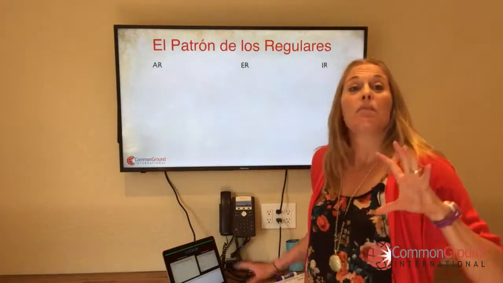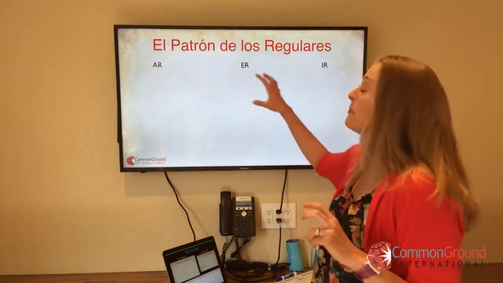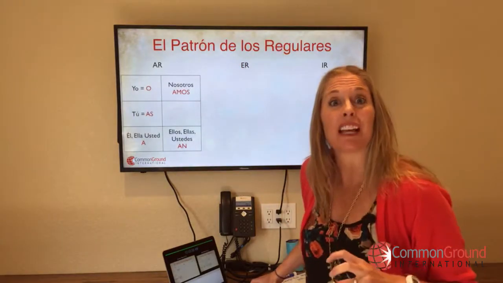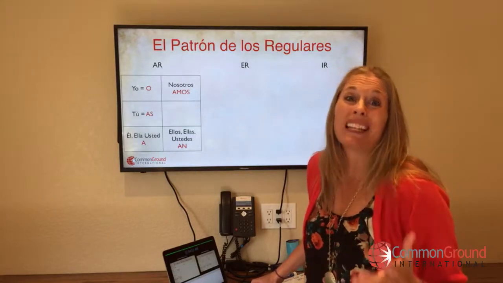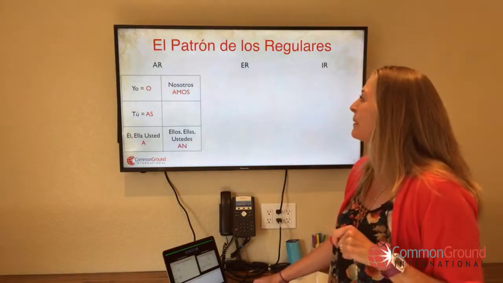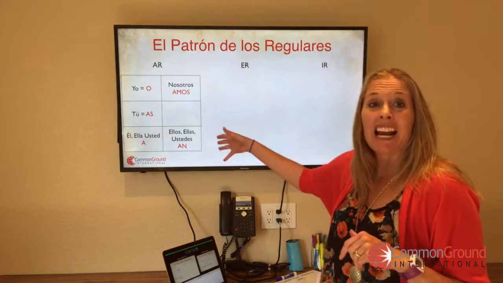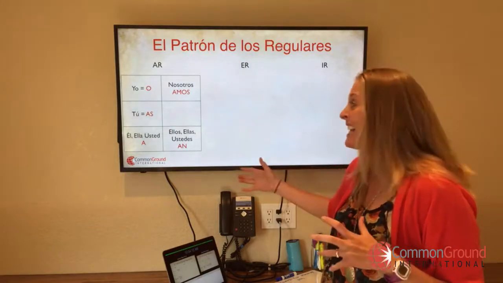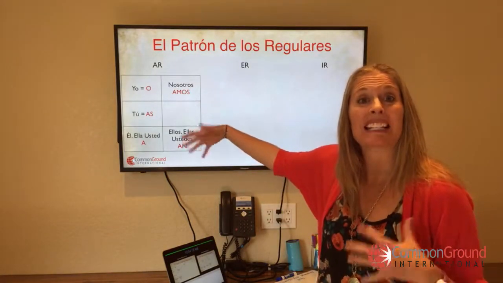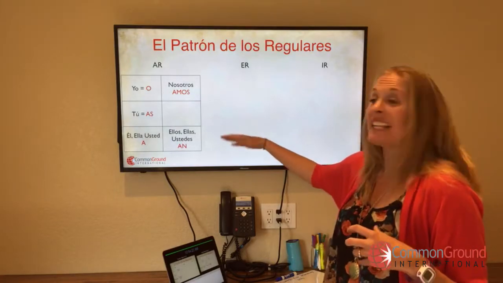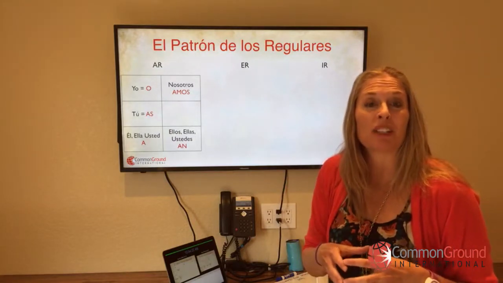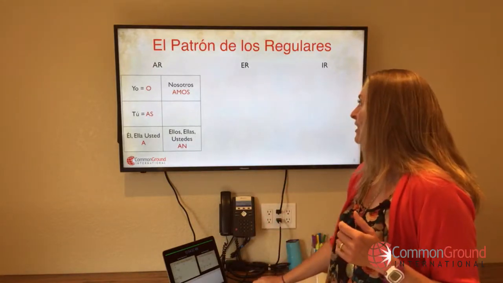Okay, excelente. So para repasar, just a quick review, el patrón de los regulares. So for AR, this is the quick pattern that you have to memorize for regular verbs. But guess what? Irregular verbs, there's not a pattern, so you just have to memorize all these funny little rules and non-patterns. So for verbs that end in AR, the yo is o, tú is as, él, ella, usted, a, nosotros, amos. We talked about vosotros used in Spain as áis, ellos, ellas, ustedes, an, but it's only used in Spain, so unless you have a high percentage of a population from Spain, you're not going to be able to use it that much, okay?